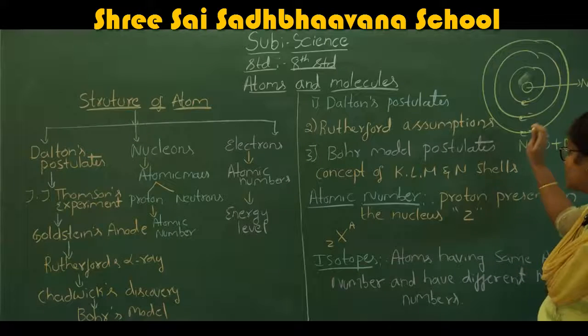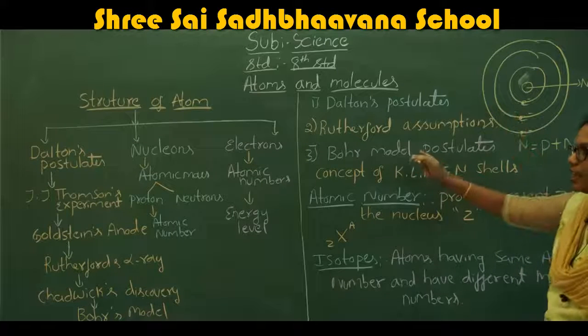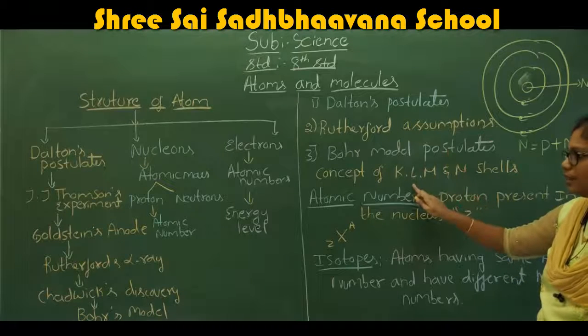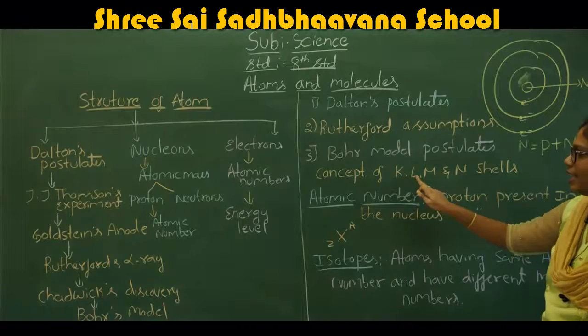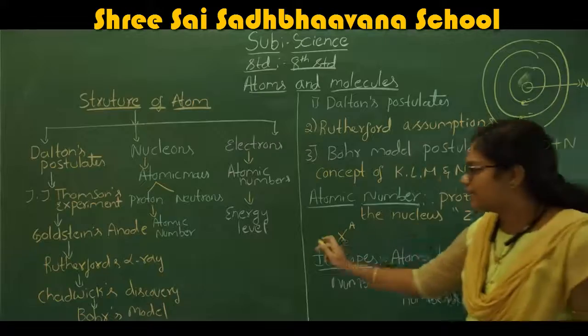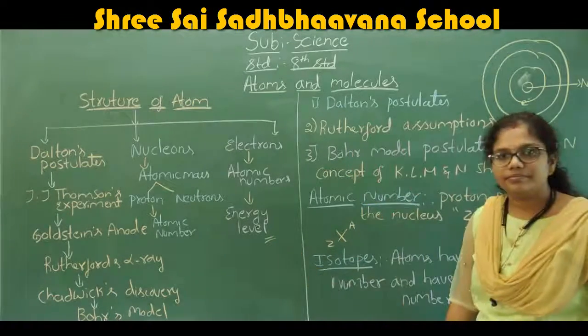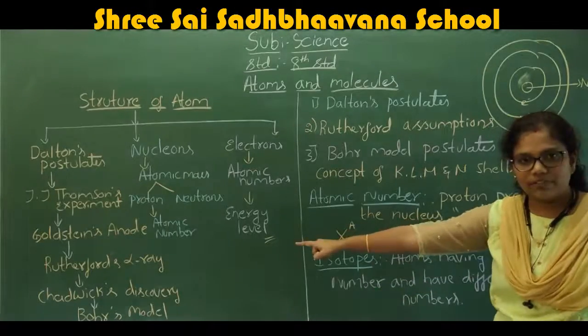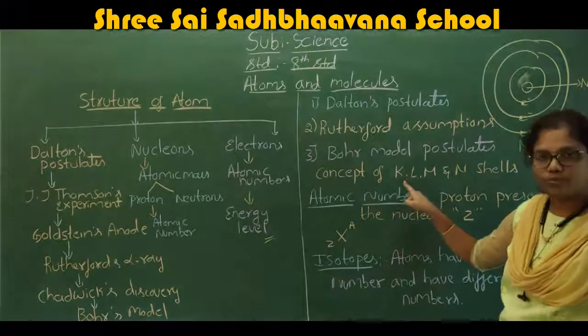Understood? All this concept was explained by Bohr. Bohr also told the concept of the orbitals of K, L, M, N energy levels. The concept of energy level was also explained by Bohr.